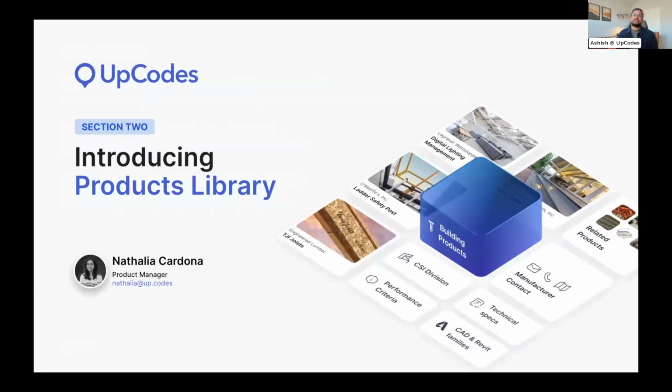And we're excited to share more about our newest library, which is Products Library. And to tell you more about that, I'm joined by Nathalia, who I introduced at the start. She's going to take some time to talk about why we built Products Library, how it's unique from other product listing libraries, and how we want to continue to build out that functionality. So Nathalia, why don't you take it away?